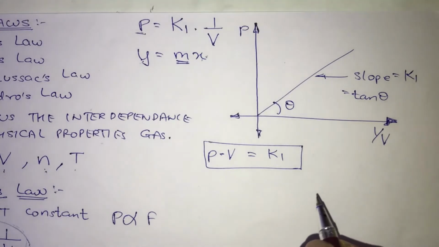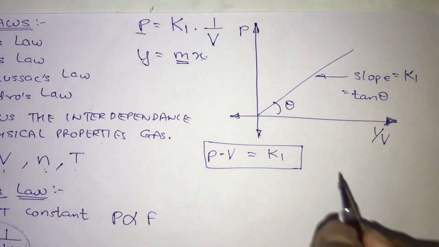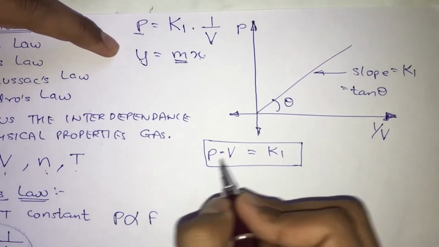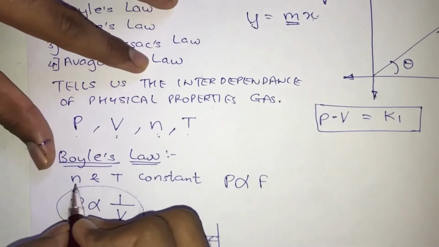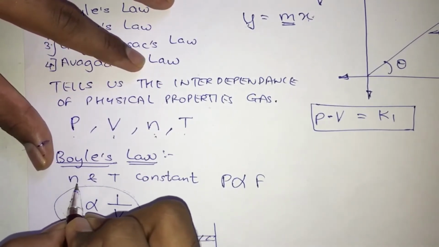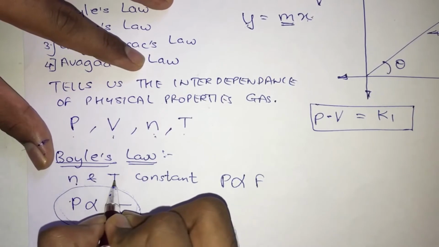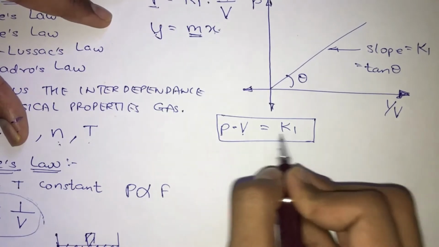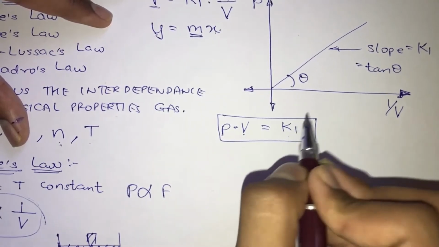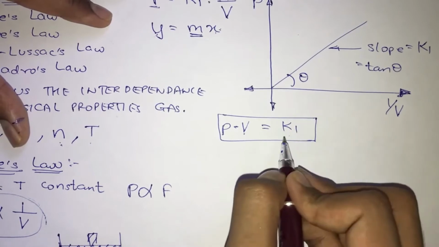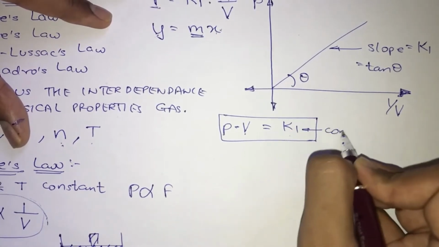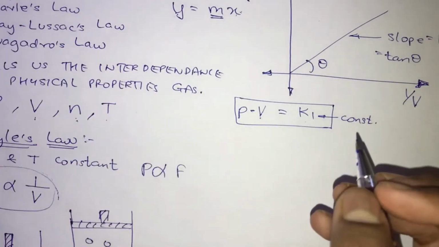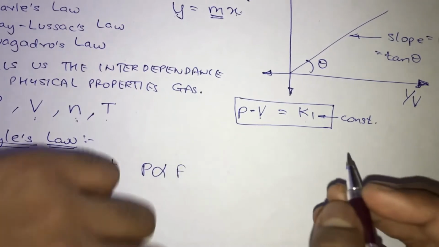Now this is not just an equation. You have to understand this equation. What is the use of this equation? This equation tells us that when you keep number of moles constant and when you keep temperature constant and you multiply pressure with volume, the value which you are going to get is a constant value. It is not going to change. This K1 is nothing but your constant. Am I right? So let's understand this with the help of an example. You will get to know better.